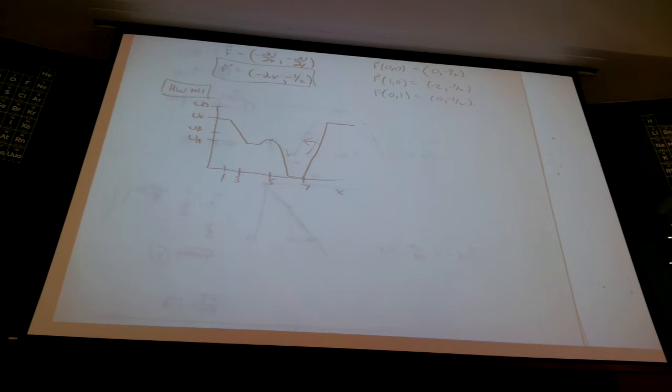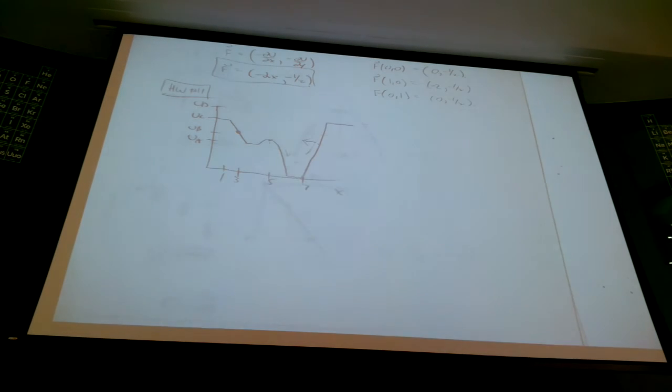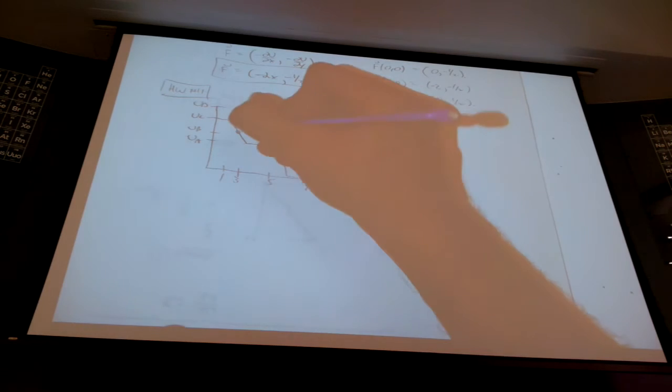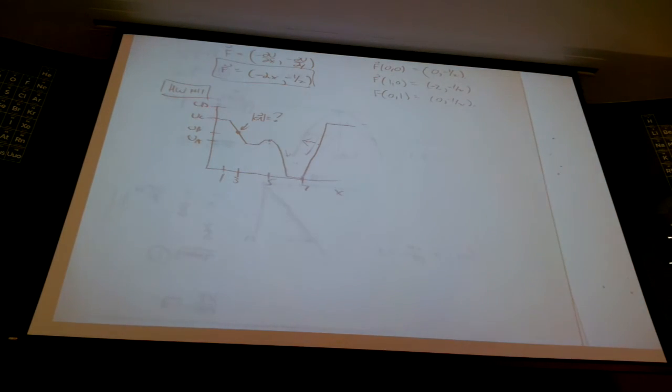So the first question says, if you put a particle right here, what is the acceleration of the particle? It is constant. Can somebody explain to me why it's constant? It's linear, yeah. The slope is a constant number, so the force is constant.